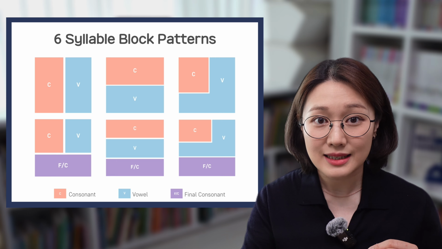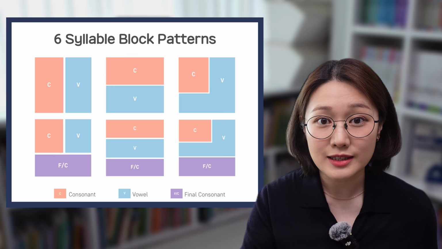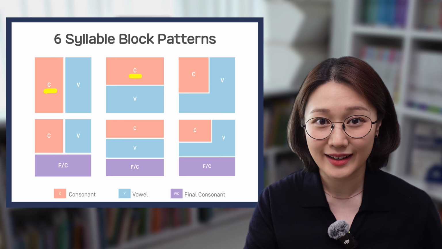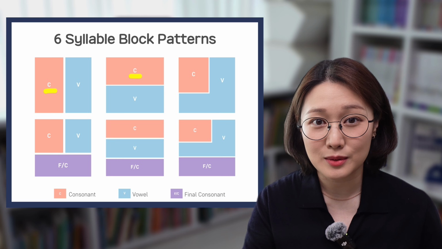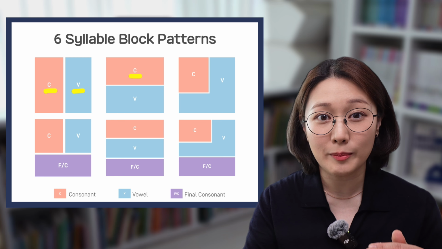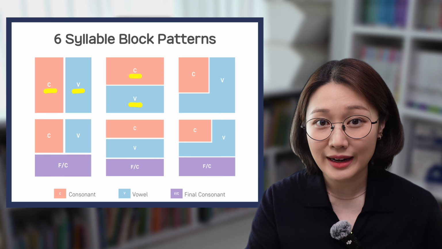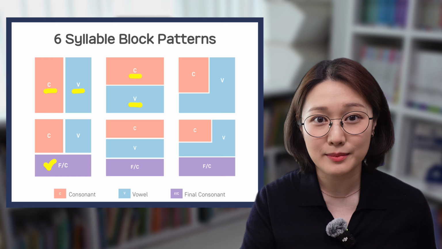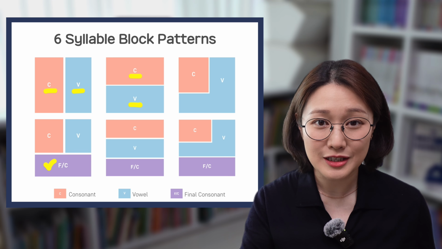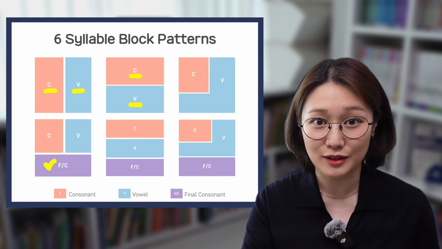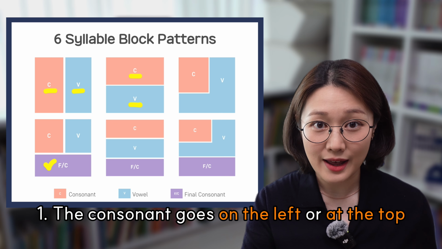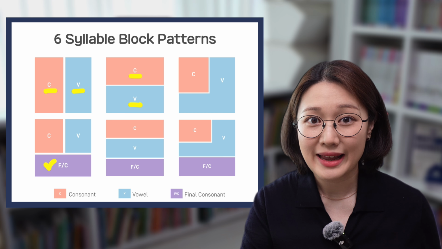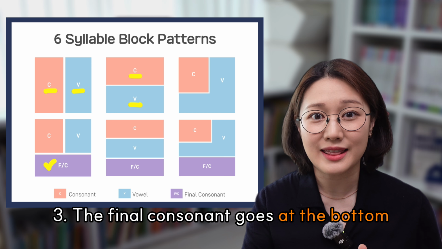When you look at these 6 block patterns, the first consonant goes on the left or at the top of the syllable block. And then the vowel goes to the right of the consonant or below it. And if there is a final consonant, it goes at the very bottom of the block. Okay, this is the first basic rule of Hangul syllable structure. The consonant goes on the left or at the top, and the vowel goes to the right or below. And the final consonant goes at the bottom.